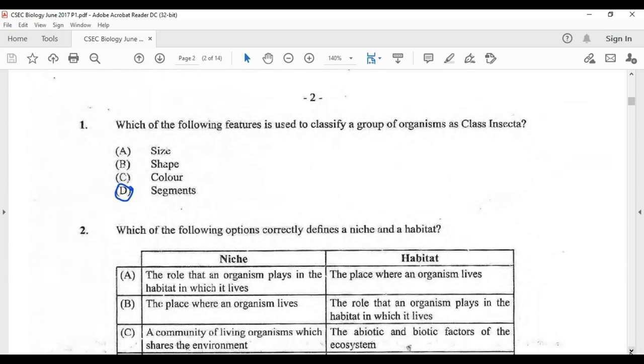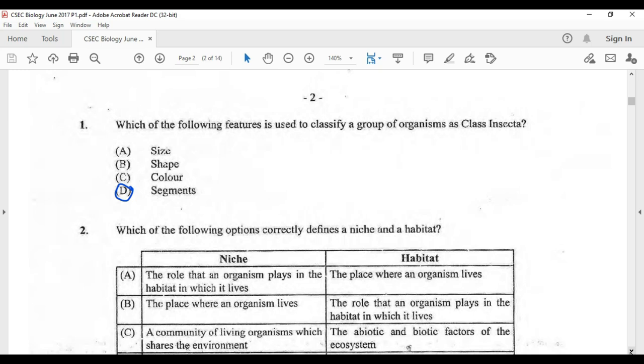Question number one, which of the following features is used to classify a group of organisms as class Insecta? If I remember well, this is the very same question on the 2016 paper. Here we have size, shape, color, and of course segment. It is of course going to be segments, as insects are divided into head, thorax, and abdomen segments, and all the others are pretty much typical of all organisms.